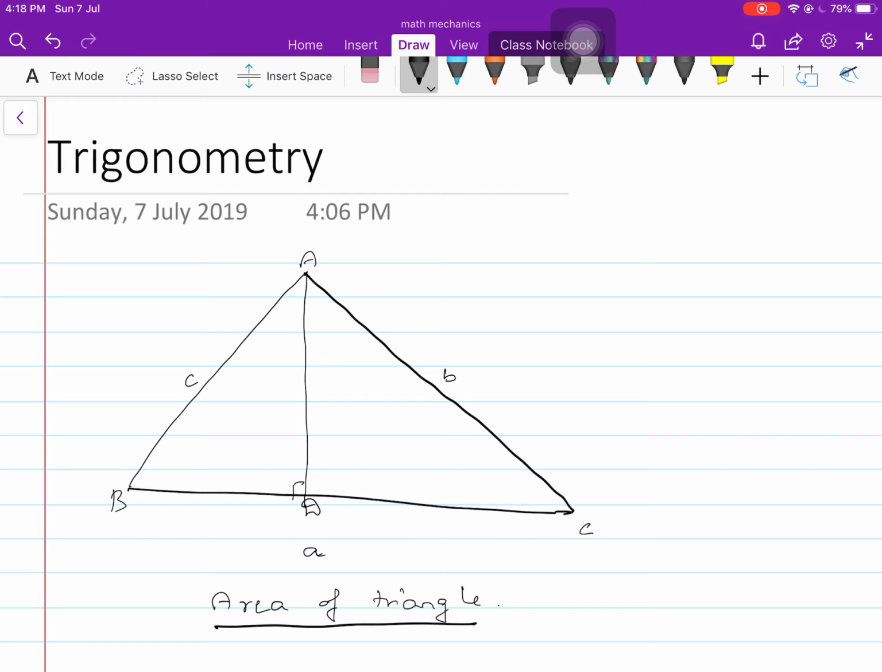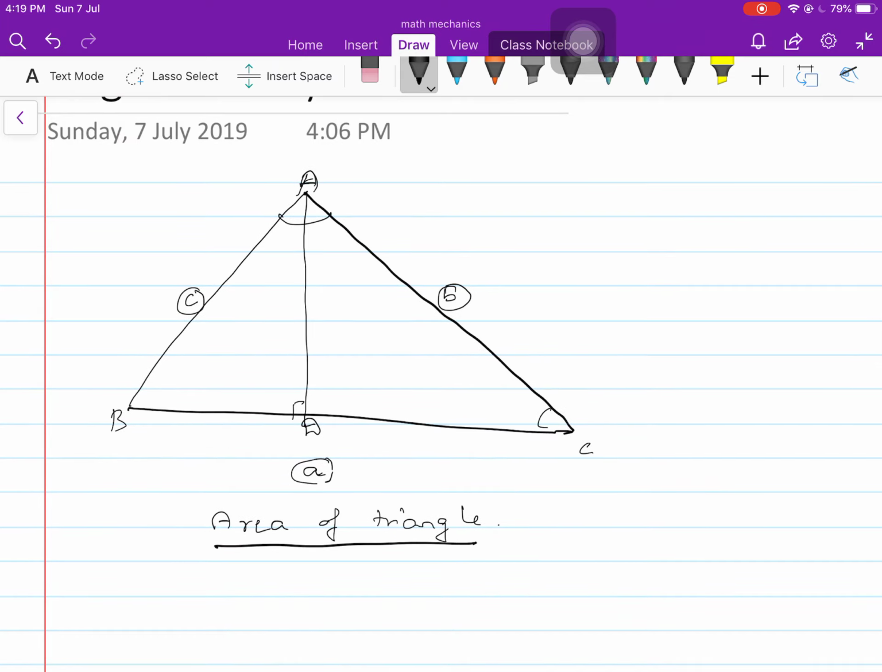Now this is a non-right angle triangle A, B and C. The side opposite to this angle A, I am going to call it as small a. And the side opposite to capital B, I am going to call this as small b. The side opposite to this angle C, I am going to call it as small c. And let this AD is the perpendicular height. So AD happens to be this. So this is the perpendicular height of the triangle.